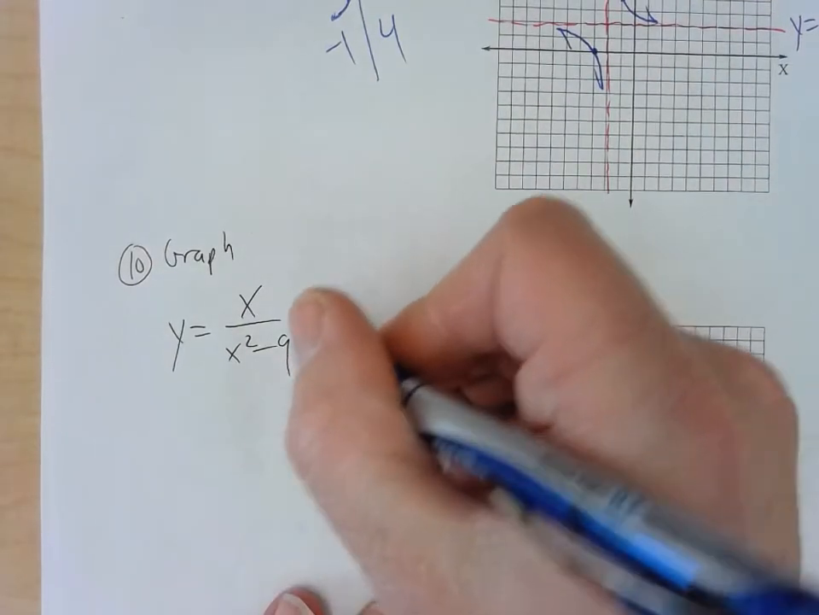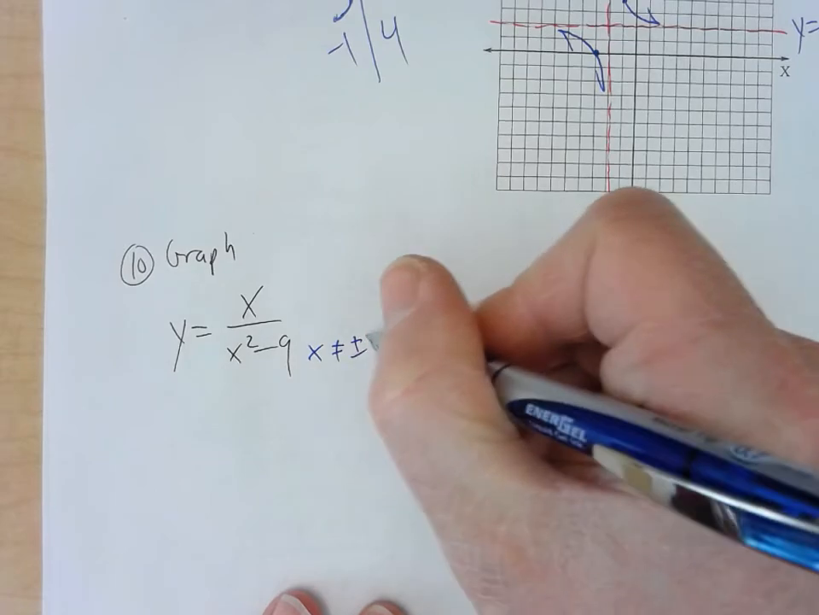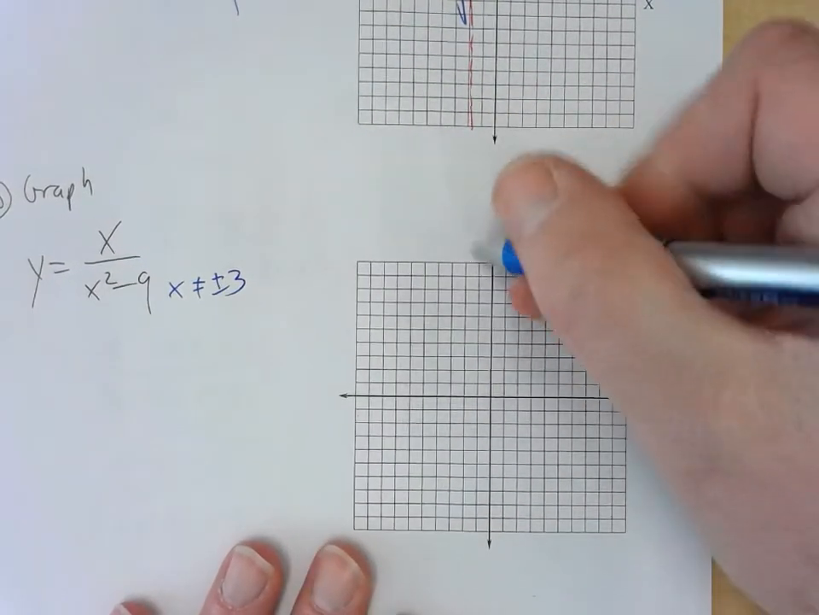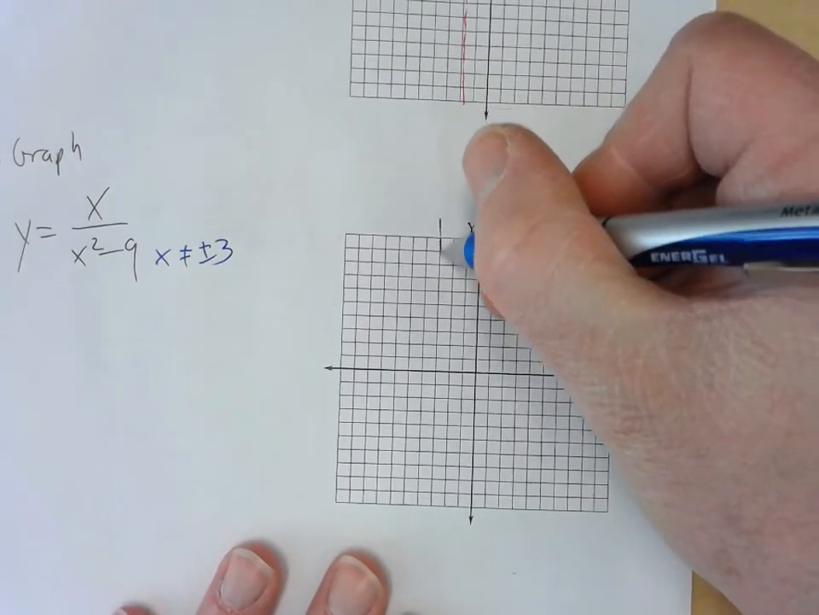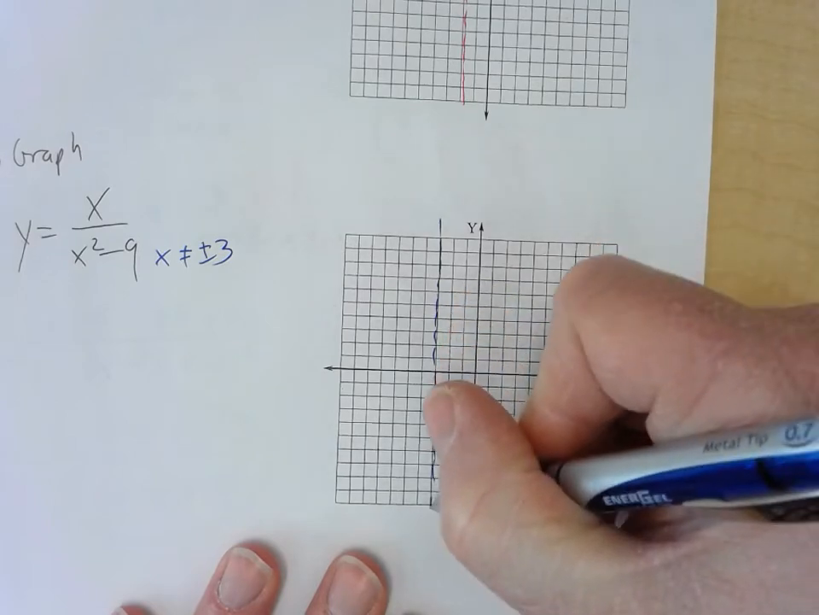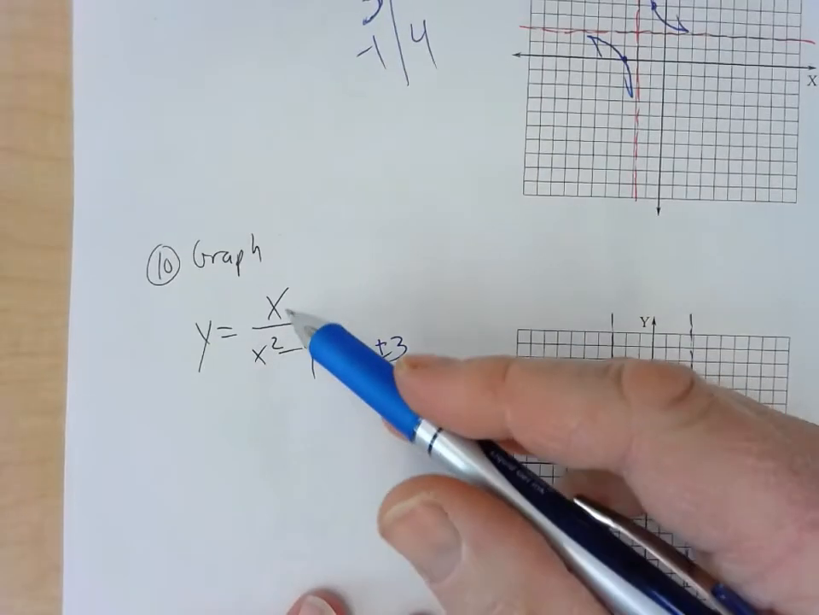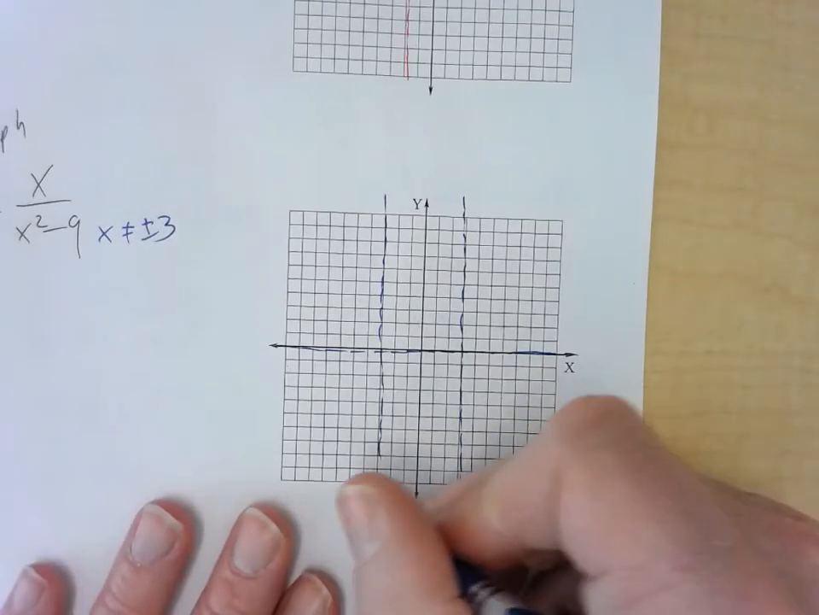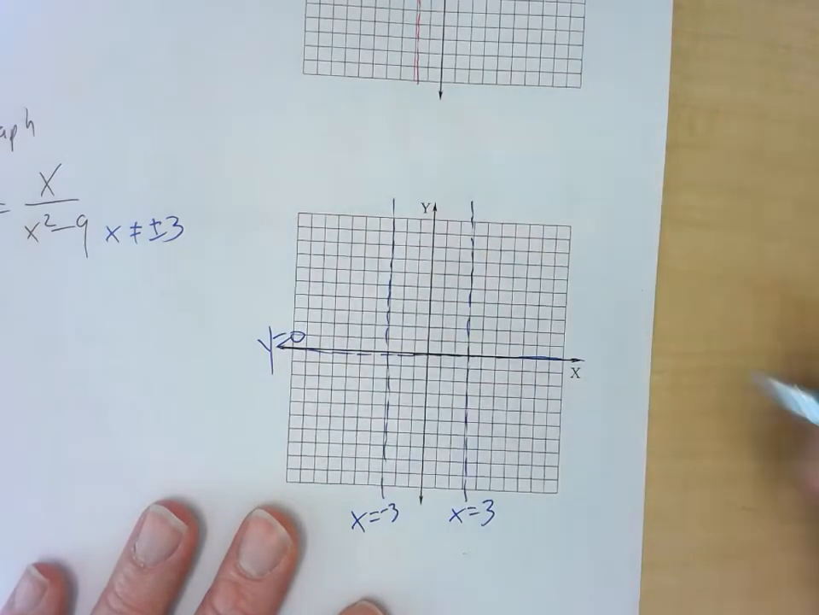Okay, this here says that x cannot be plus or minus 3, right? Because that would cause division by 0. So that's my 2 vertical boundaries. So -3 and +3, 1, 2, 3, and 1, 2, 3. And then when it's a smaller over a larger, then y equals 0 is your other boundary. So we got x is equal to -3, x is equal to 3, y is equal to 0.